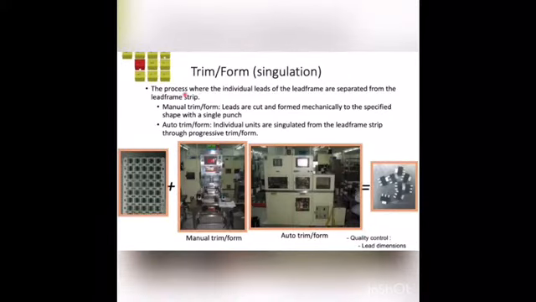After that is trim or form in the 7th stage. Trim or form is the process where the individual leads of the lead frame are separated from the lead frame strip, either manually or auto.